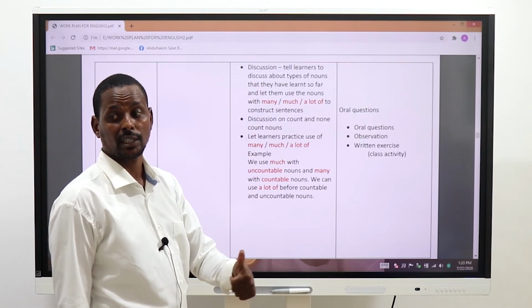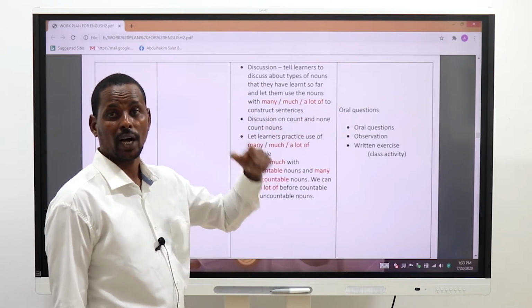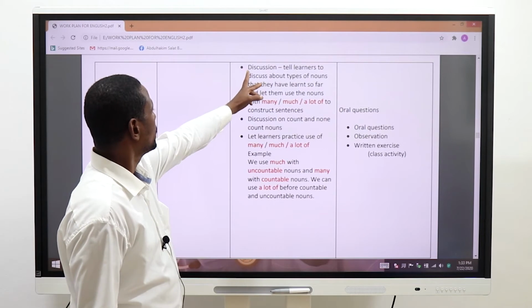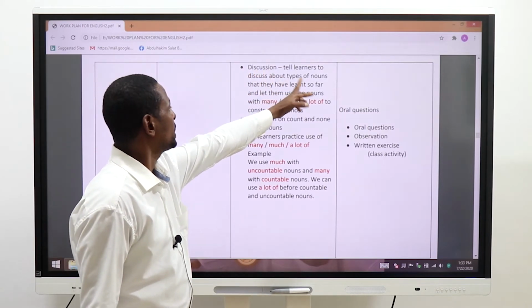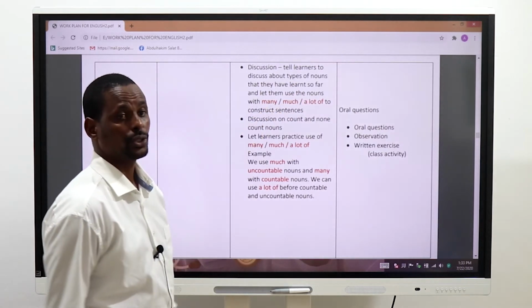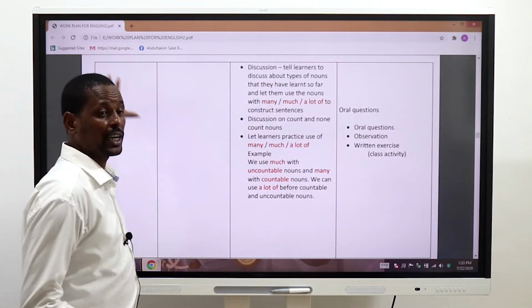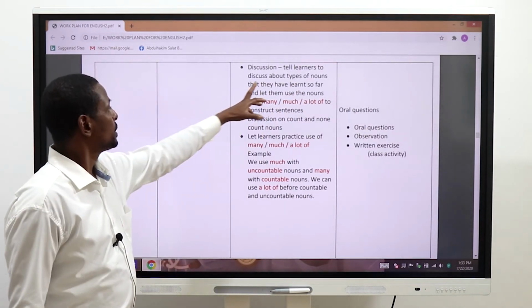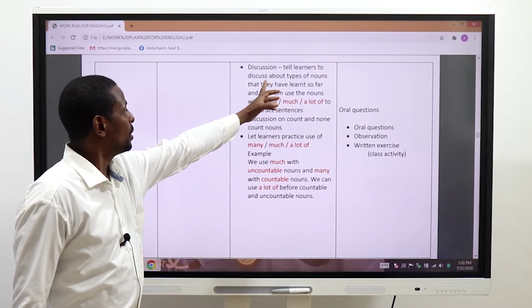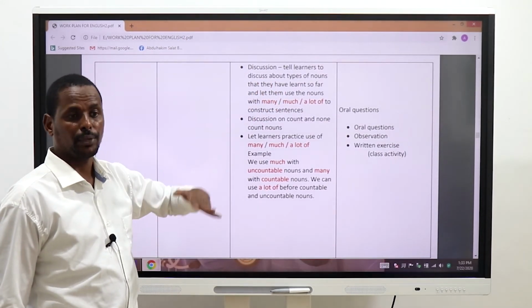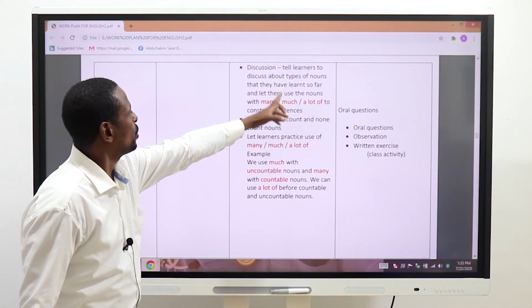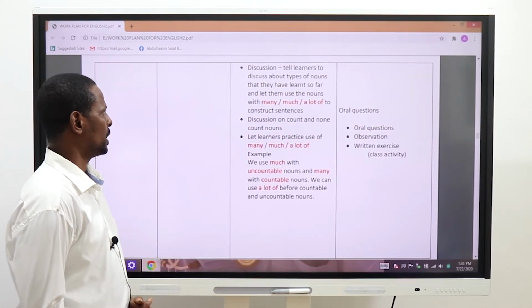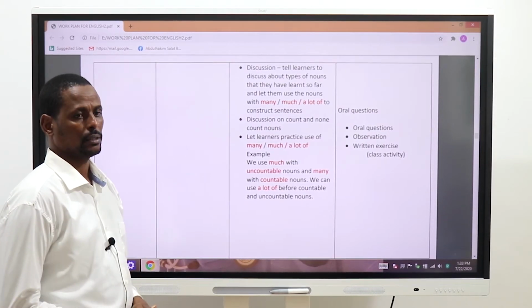We have discussed comparative adjectives, while, whereas. Now, discussion. Tell learners to discuss types of nouns. Still we're in the grammar, remember? Language practice, which is coming under grammar. So, tell learners to discuss the types of nouns that they have learned so far.